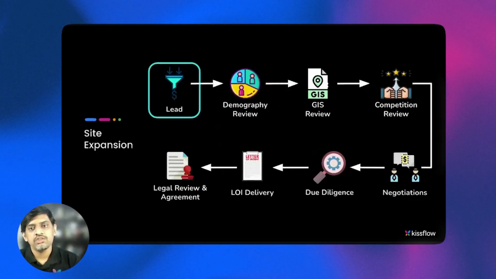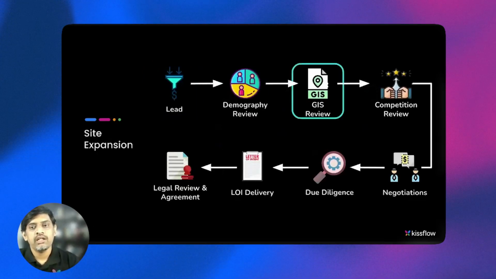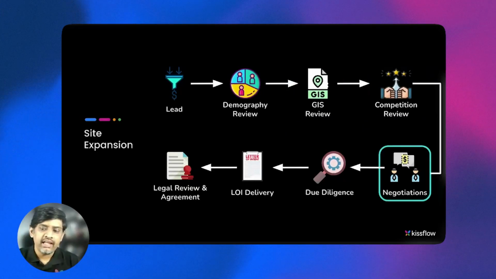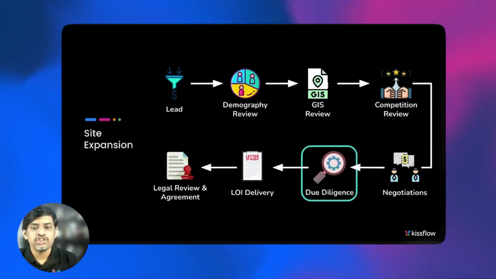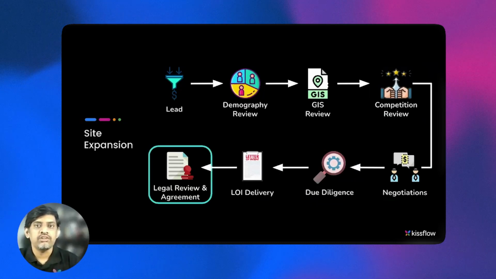What we've done here is we're going to display both the async as well as the sync nature and how Kissflow can help you develop this very quickly. So we go from a lead that is being generated on your website to your internal site analysts performing a demography review, a GIS review, a competition review, and then moving into it. Once a certain site or a lead has been confirmed or approved, it then goes into negotiations, due diligence, LOI delivery, as well as a legal review and the final lease agreement stage.